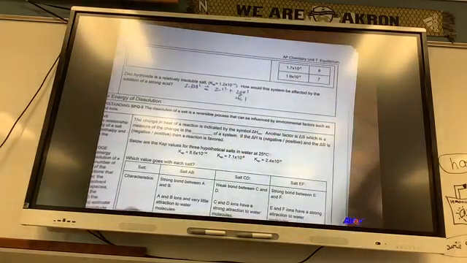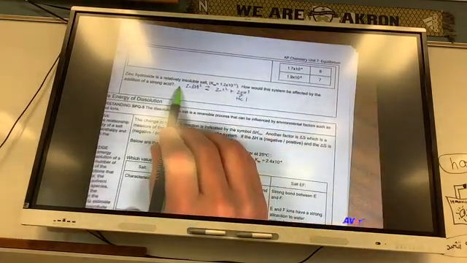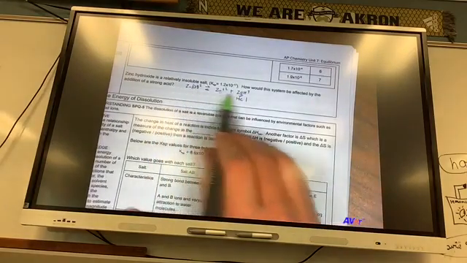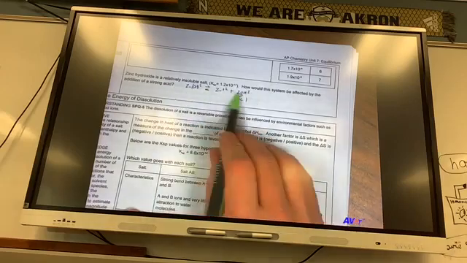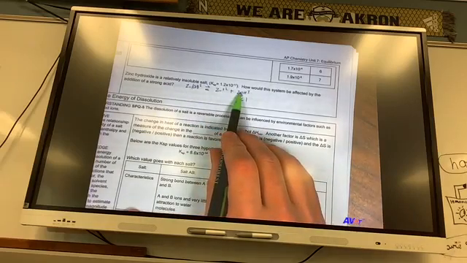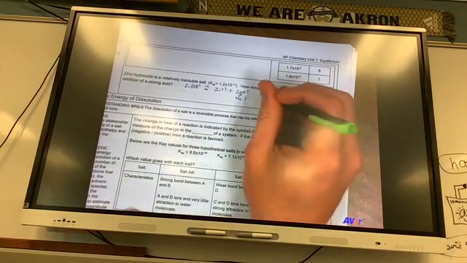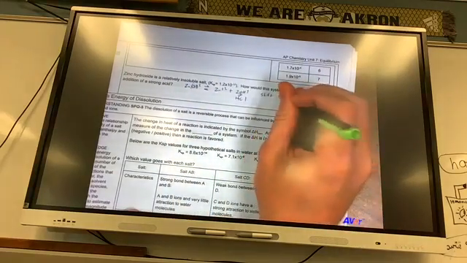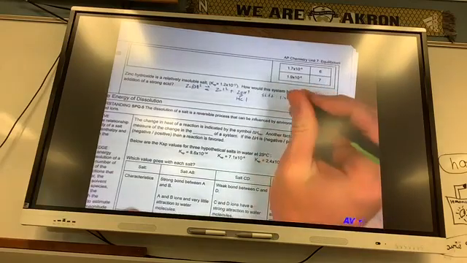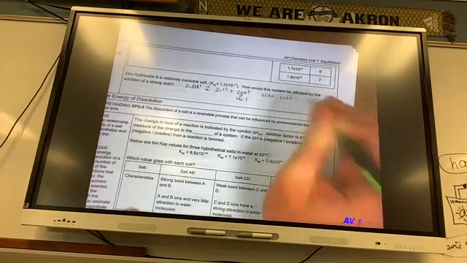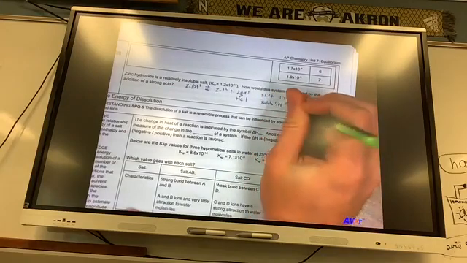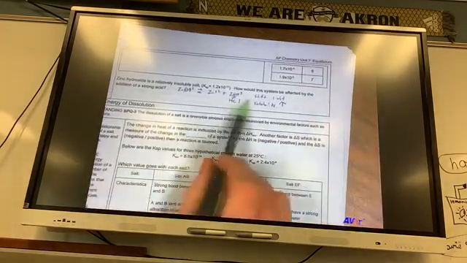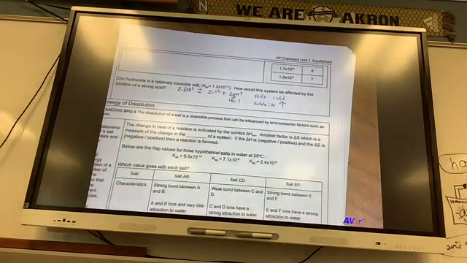reducing that, which means it's going to shift towards the side that I remove stuff from. So it's going to shift right. And if it shifts right, my solubility is going to increase because it shifts to the side where you remove products.